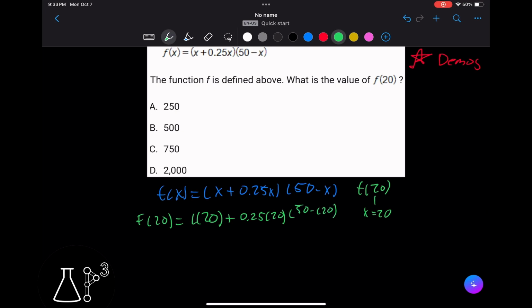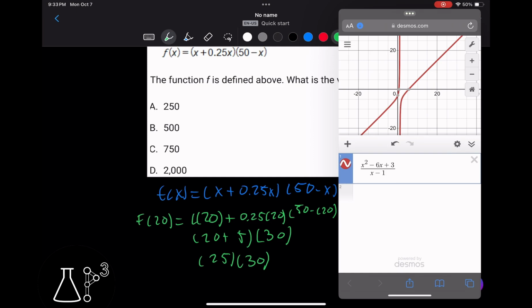So if we simplify it, we get 20 plus 0.25 times 20, or 20 divided by 4, equals 5. So 20 plus 5, and then multiplied by 50 minus 20, which gives us 30. So now I add the 20 and the 5, which equals 25, then multiplied by 30. And now I have to look for what 25 times 30 equals.